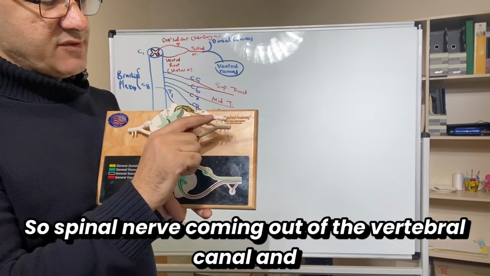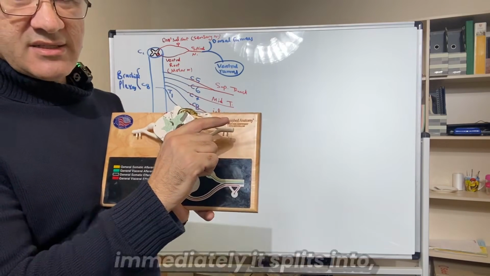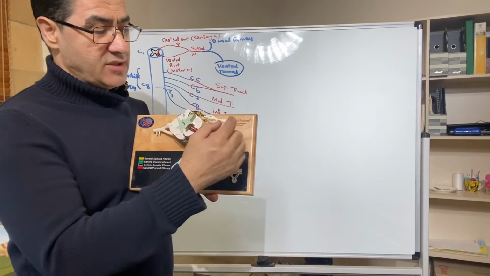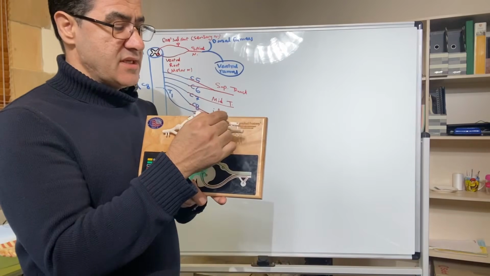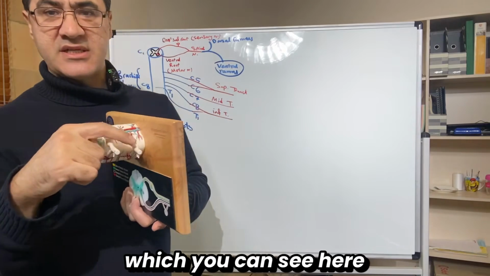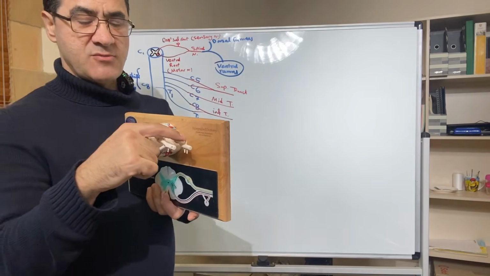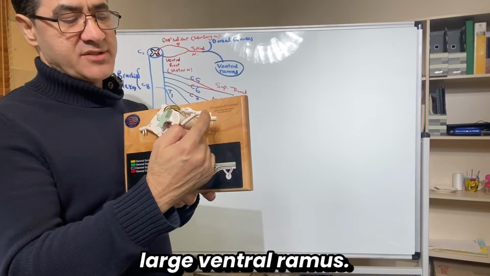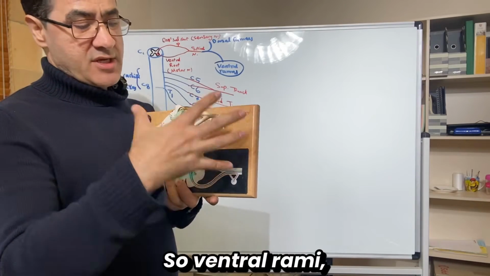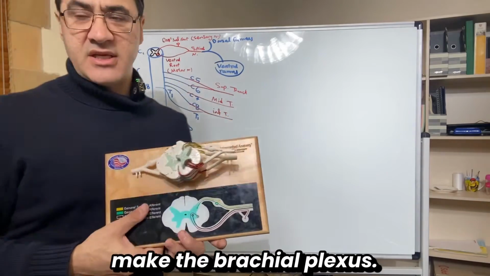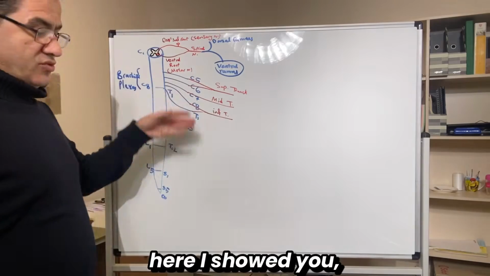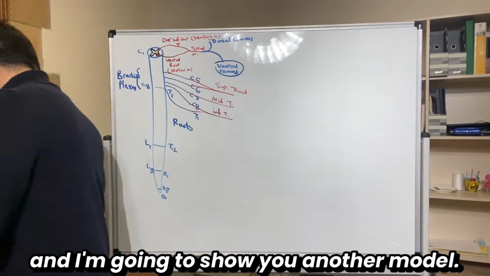So the spinal nerve comes out of the vertebral canal, and immediately it splits into a large ventral ramus and a small dorsal ramus, which you can see here for this segment. Small dorsal ramus, large ventral ramus. So the ventral rami join together and make the brachial plexus, for example. Here I showed you. And I'm going to show you another model.